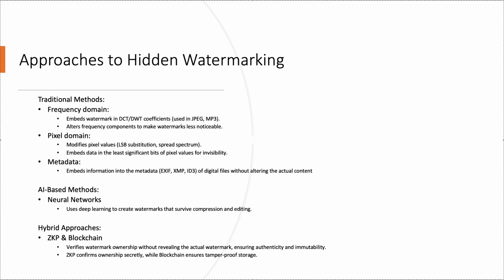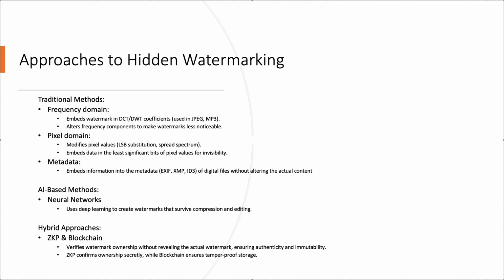And we can't forget metadata embedding. This is perhaps the simplest approach. We're not actually modifying the visual or audio content at all. Instead, we're writing information into the file's metadata tags. For images, that's EXIF or XMP data. For audio, it's ID3 tags. While this method doesn't alter the content itself, it's also the easiest to strip away. Anyone can simply remove metadata, so it's less secure but incredibly easy to implement.